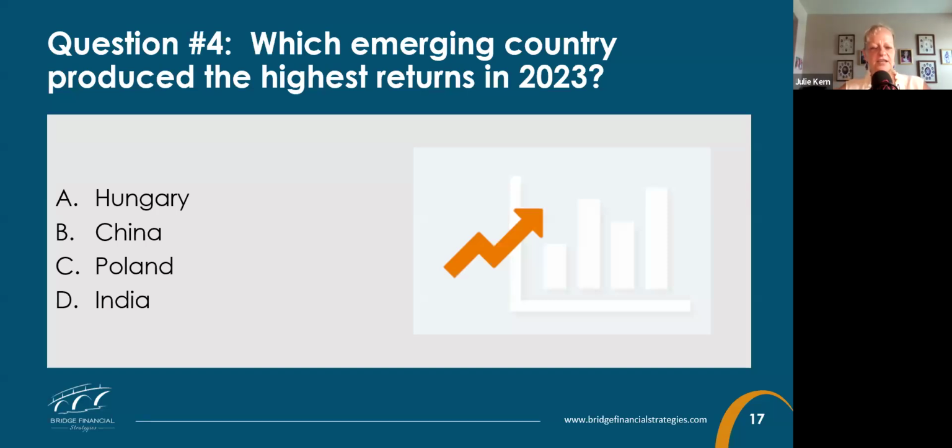Was it Hungary, China, Poland, my homeland? I'm 50% Polish. Or India? Okay. So this time we had 1/3 to Hungary and 2/3 to India. And the actual correct answer is Hungary.